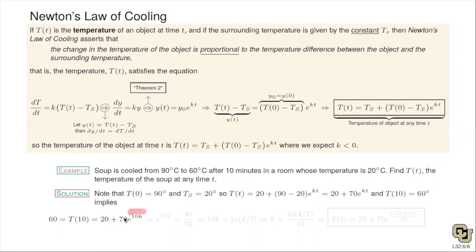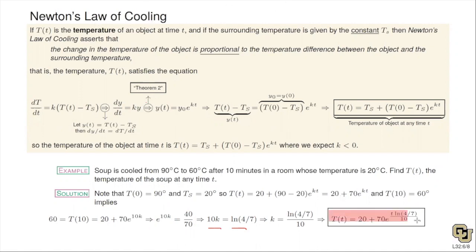I want to isolate this term, the e to the 10k term. So I'm going to move the 20 to the other side. 60 minus 20 is 40, and I'm going to divide by 70. So I have e to the 10k equals 40 over 70. And now take the natural log of both sides. Take the natural log of e to the 10k, and here 40 over 70 would be 4/7, so the natural log of 4/7. The natural log and e cancel. So on the left-hand side, I have 10k equals ln of 4/7. Solve for k, and then I plug the k in, and there's my final answer.